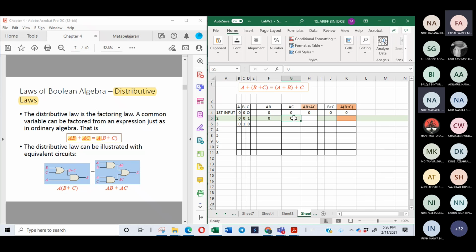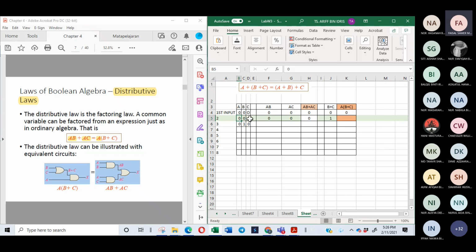My mistake. Okay. A and C: A is 0, C is 1, so the result will be 0. Correct? Okay, what about AB plus AC? What is the result? 0. Okay, what is B plus C for this one? B is 0, plus with C, which is 1. Okay, we have 1.